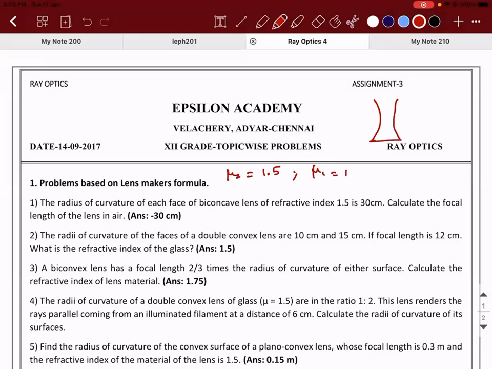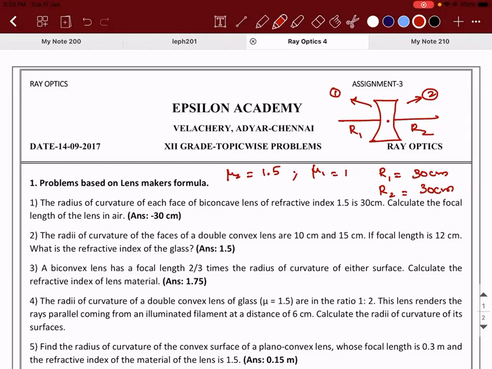Biconcave lens looks something like this. If I take this as medium 1, and this as the second refractive surface, the radius of curvature of the first surface will be like this, and of the second surface like this. Both are 30, but here you need to be careful with the sign. R1 is 30, no doubt in that. Is it positive or negative? Look at the diagram.